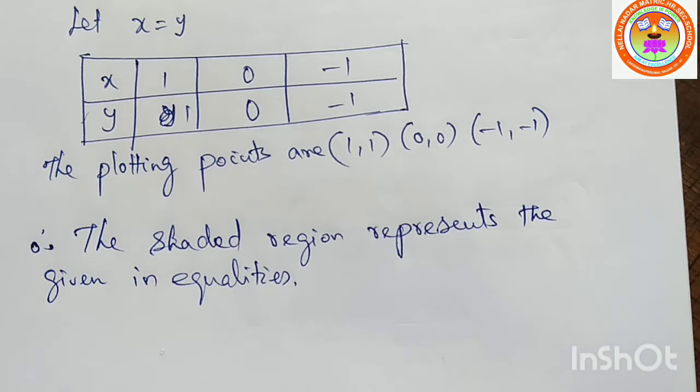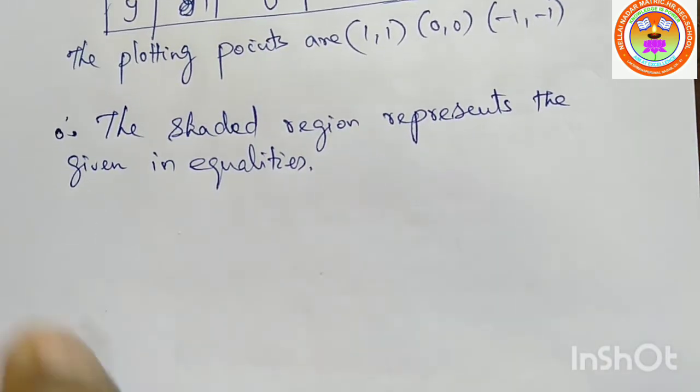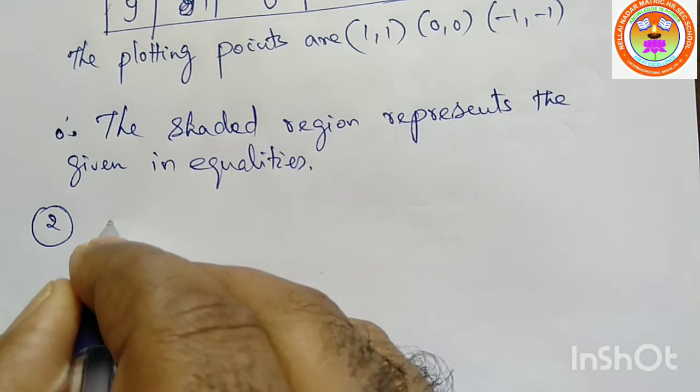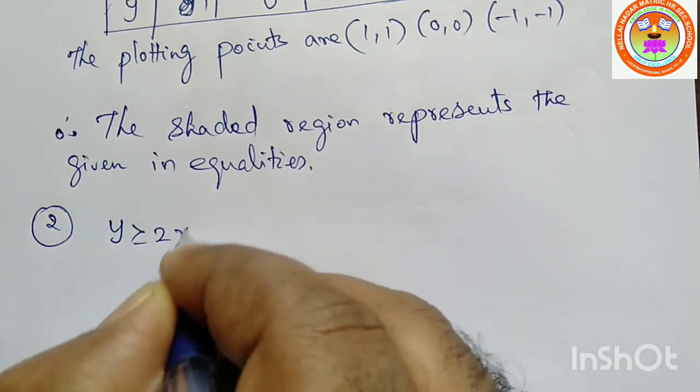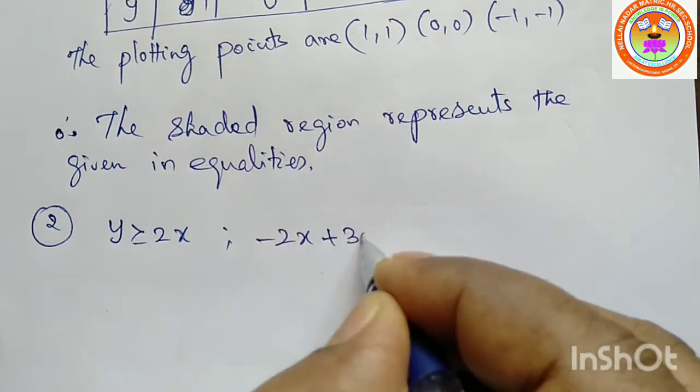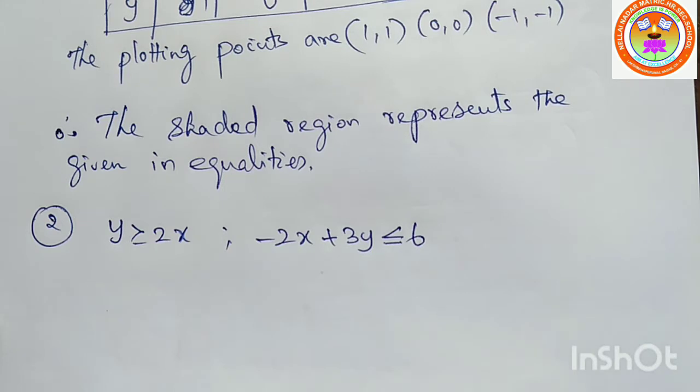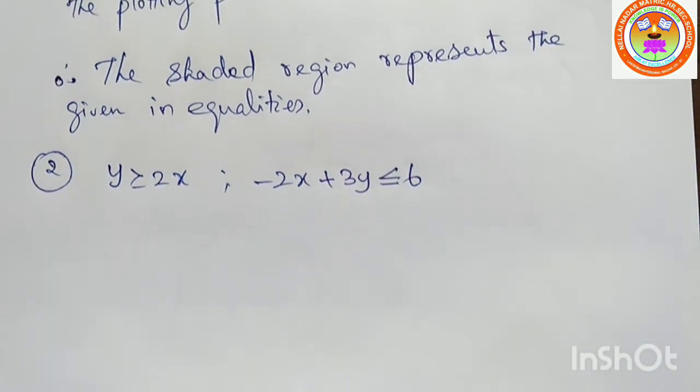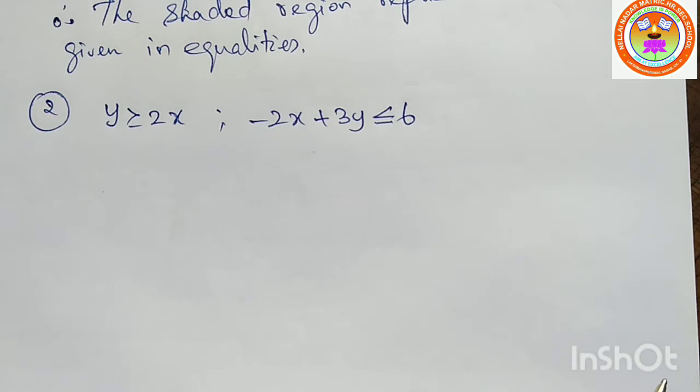Now we can move on to the next one. Question number 2 says, determine the region in the plane determined by the inequalities y is greater than or equal to 2x and minus 2x plus 3y which is less than or equal to 6. So first we can make the tabular column. We can construct the tabular column for the first inequality.